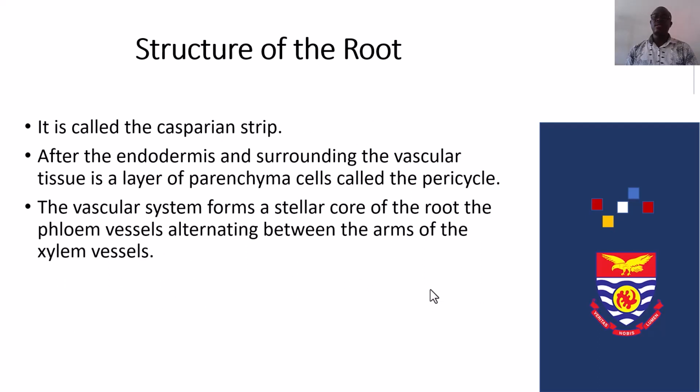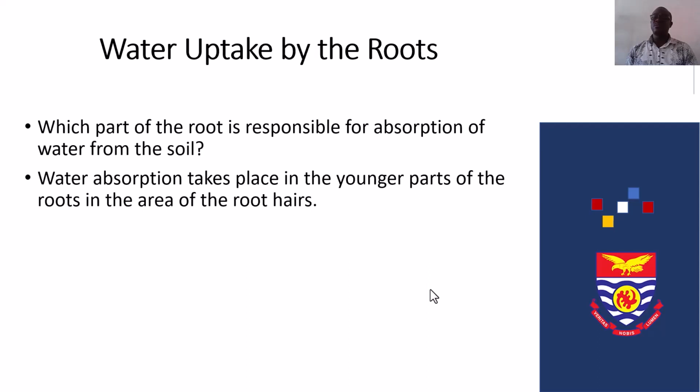After the endodermis and surrounding the vascular tissue is a layer of parenchymal cells called the pericycle. The vascular system forms a stellar core of the roots, with the phloem vessels alternating between the arms of the xylem vessels. So which part of the root is responsible for absorption of water from the soil?